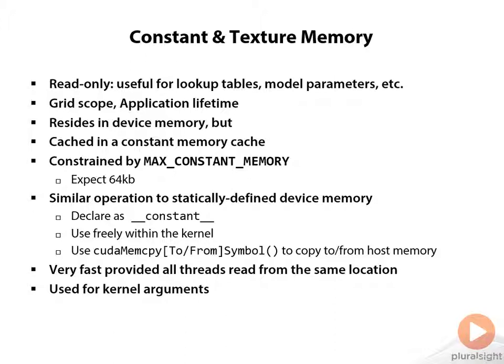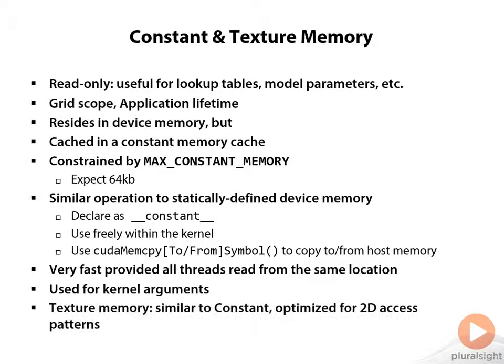And texture memory, which is also very similar to constant memory, is a kind of memory that's optimized for 2D access patterns, so something that would relate to textures. And this is something that is more likely necessary for game developers and people like that, unless of course you're doing some computation on graphics, in which case it might be worth looking at it as well.